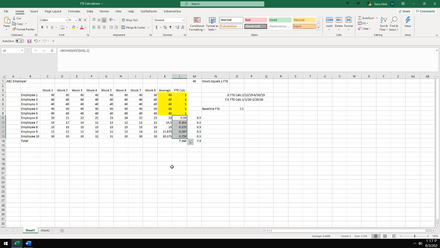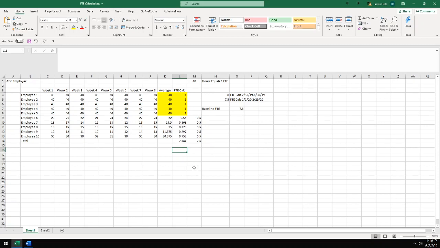And so when you add that to the first 5, you'd get 7.344 FTE. Now, as we talked about earlier, our baseline is 7.5, and so obviously 7.344 is less than 7.5. And so you would be docked the percentage that your FTE has gone down.